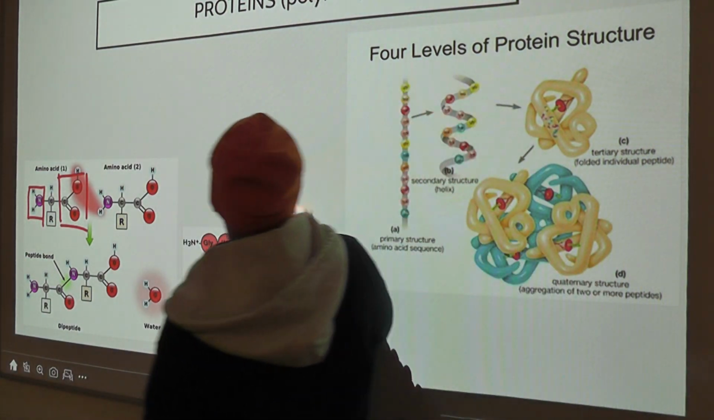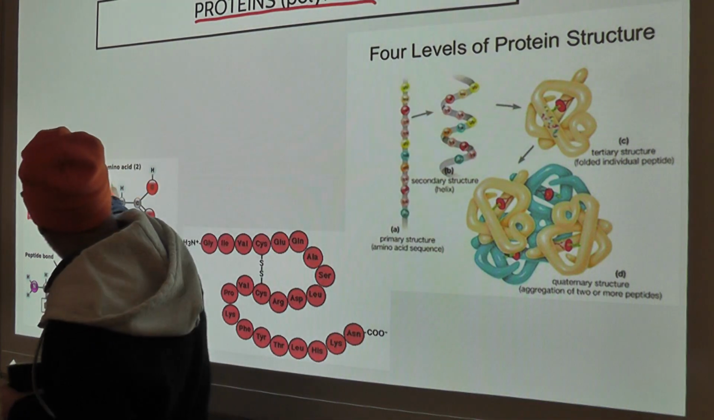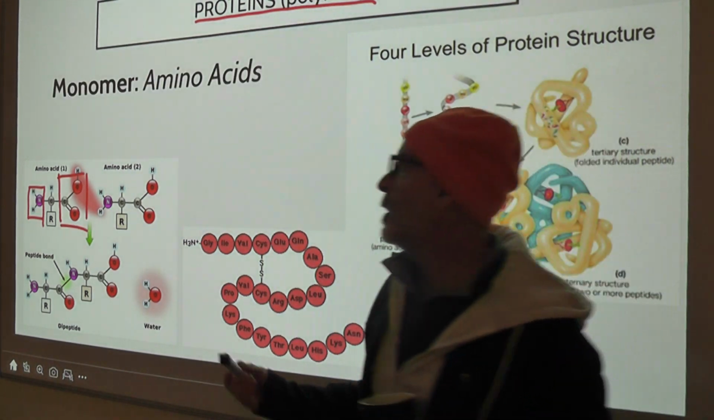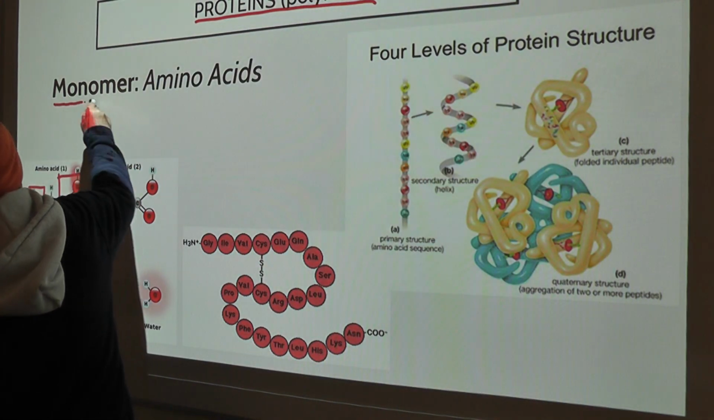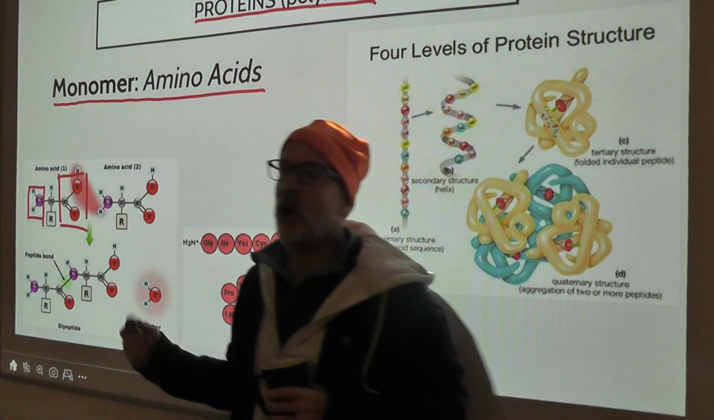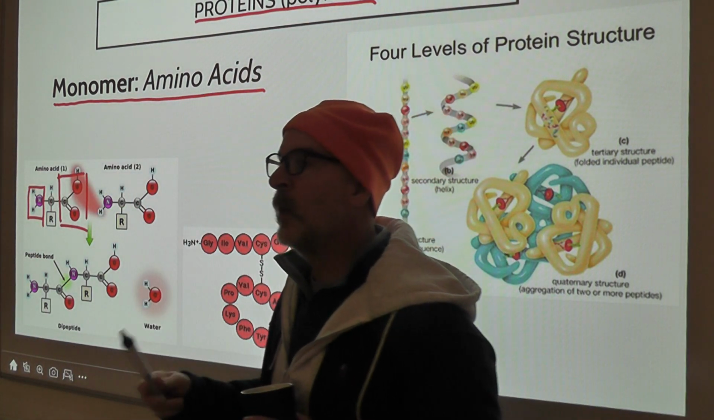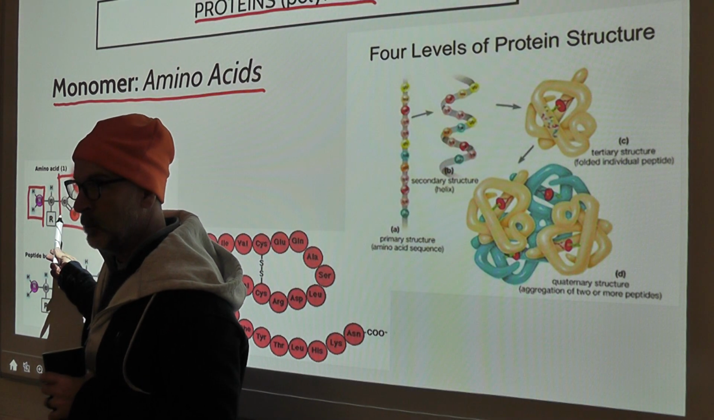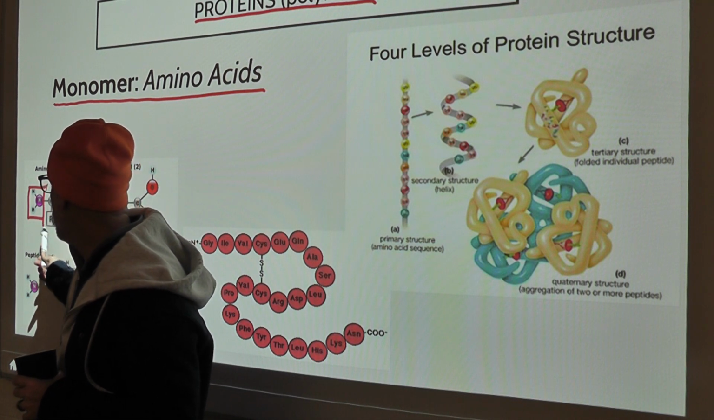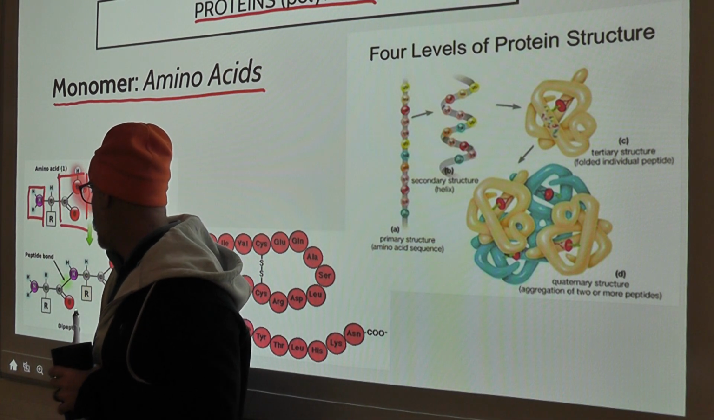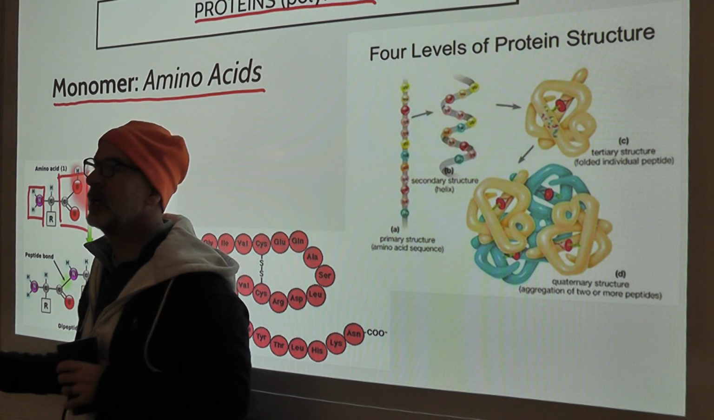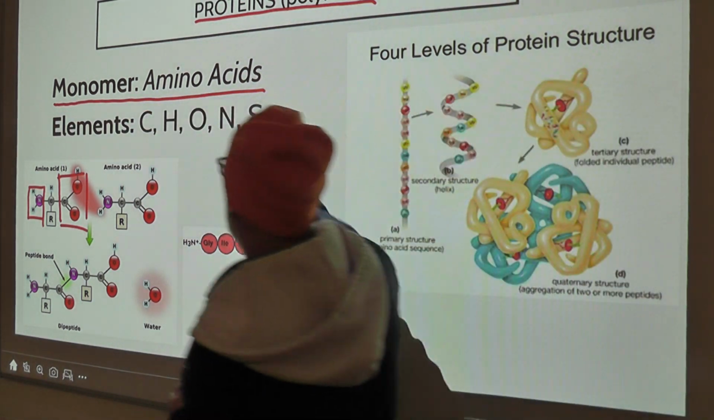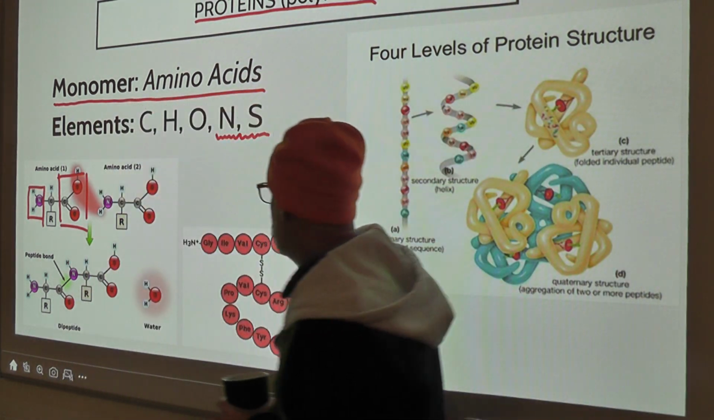These proteins are polymers. Each one of these pieces right here is called an amino acid, and that's the monomer. So proteins are made up of smaller pieces called amino acids. For all living organisms on this planet, there are 20 different amino acids. For all those amino acids, the left and the right hand part is the same, and the middle part is different. What makes amino acids different is this R group. It's different in each one. Some of them have nitrogen and or sulfur in them.